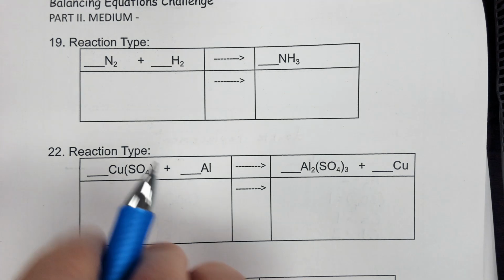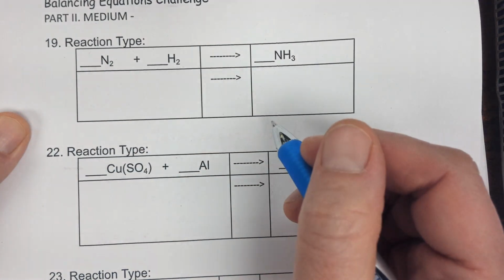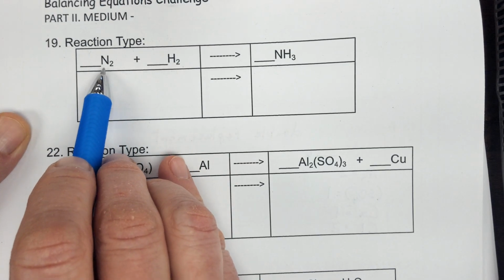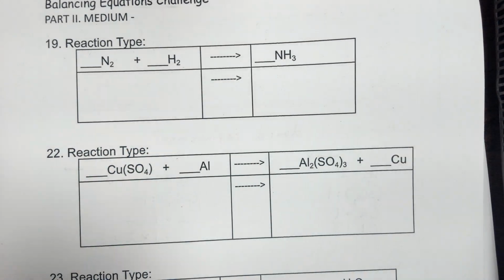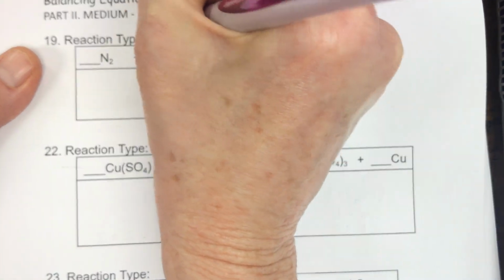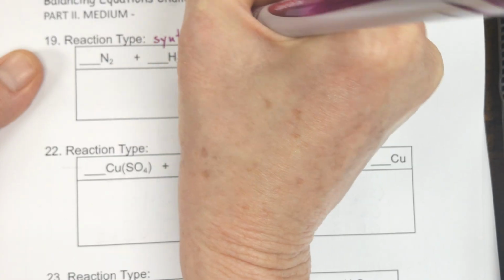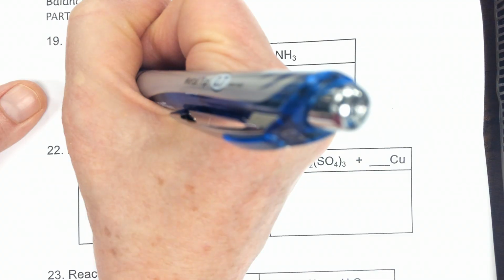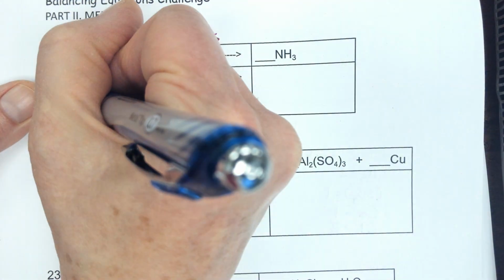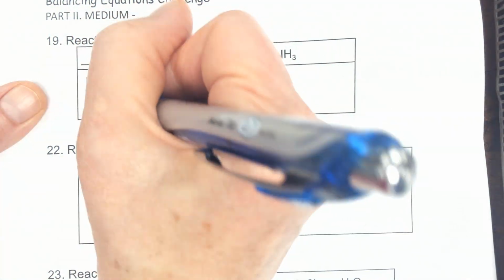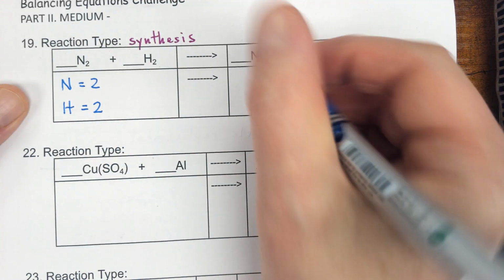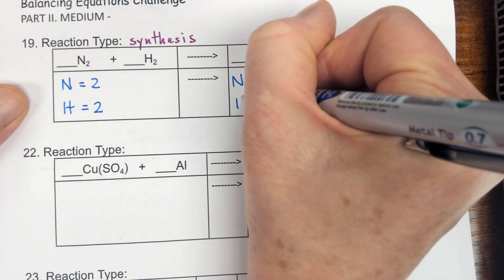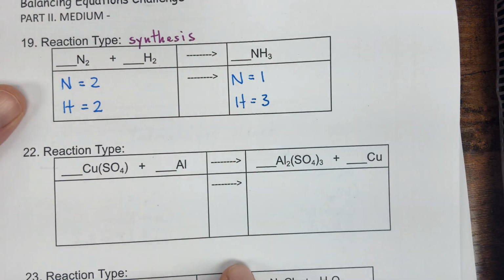All right, so first thing we do is list. We can also identify the type of equation. This is synthesis because we've got two things making one thing, right? So let's just write that down. Then I'm going to list n is equal to 2, h is equal to 2, and over here, keep it in the same order, pretty easy here, n is equal to 1, h is equal to 3.